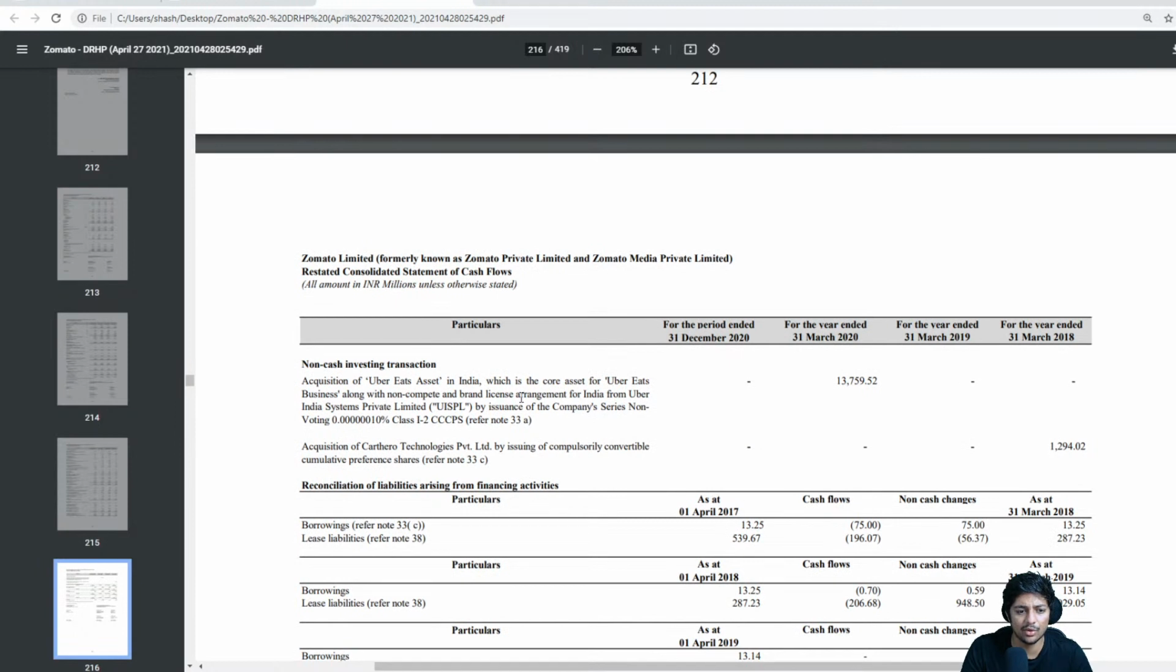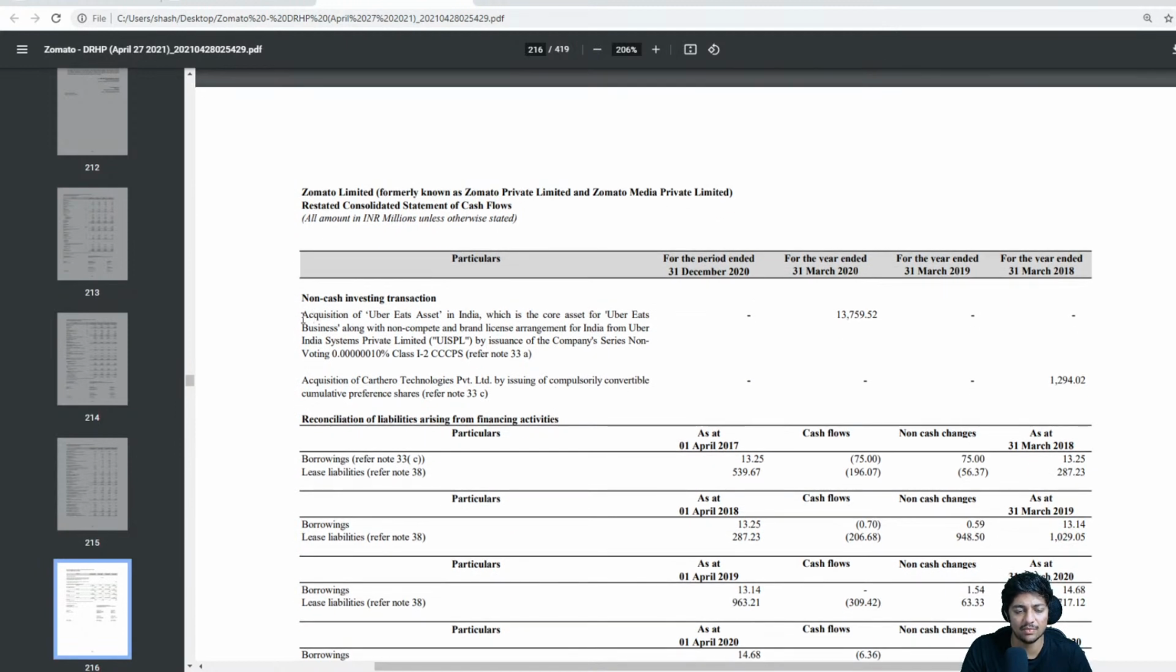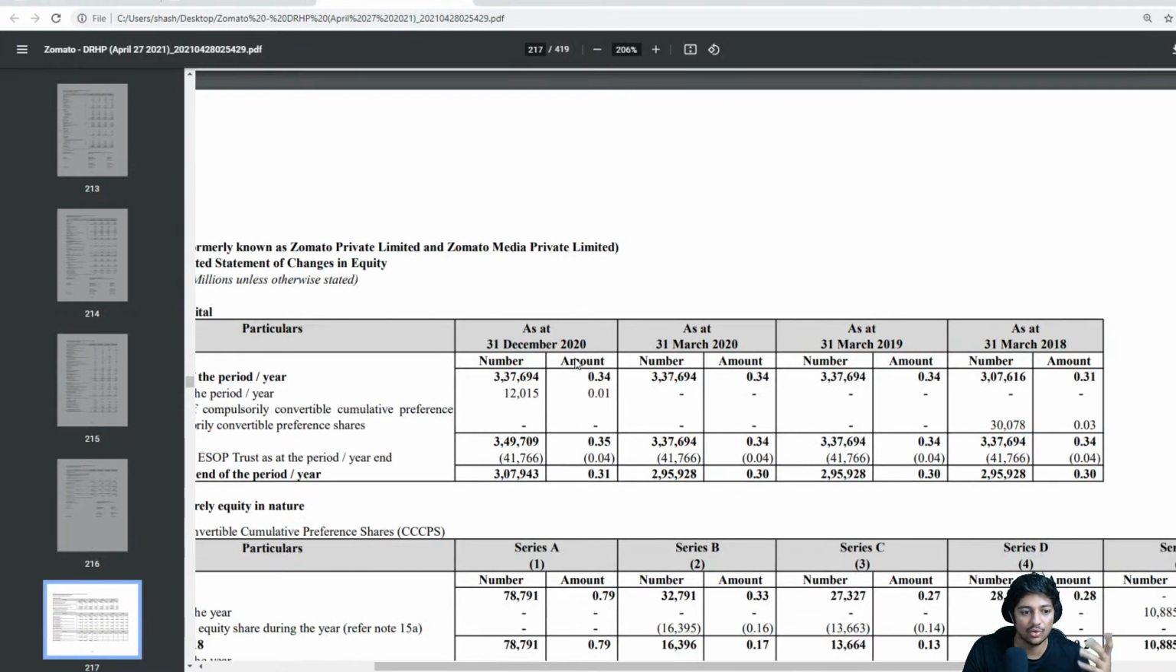Then if you really want to go more deep into it, you can see how their acquisition played. Acquisition of Uber Eats asset in India. This is their entire asset that they actually acquired. It was called Uber India Systems Private Limited. Full detail. If you want even more detail on this, refer note 33A. So go more into it and figure out how this is going. It's like a maze. Okay, and I'll show you how the notes also look.